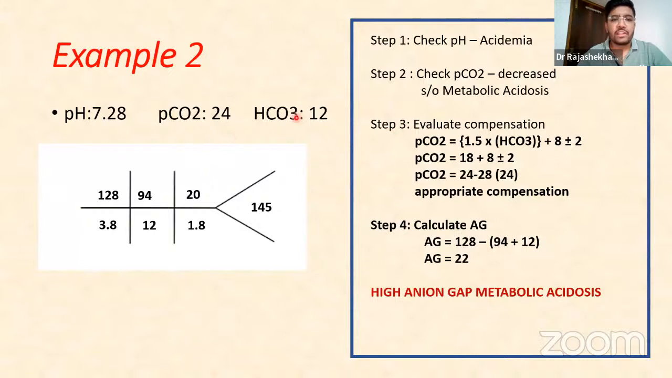So step 3 is to evaluate the compensation adequacy. The carbon dioxide is 1.5 times the bicarbonate plus 8, plus or minus 2. So the carbon dioxide comes in at 24 to 28. Here it is 24, so it is well within the normal range. The compensation is appropriate. Then calculate the anion gap. Anion gap comes here 22. So this is a case of high anion gap metabolic acidosis.